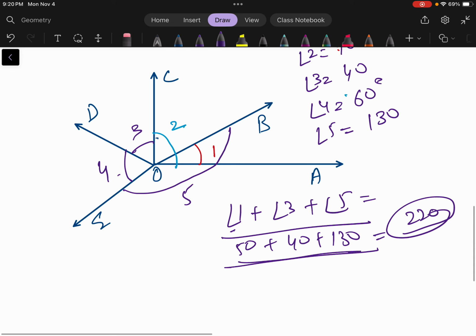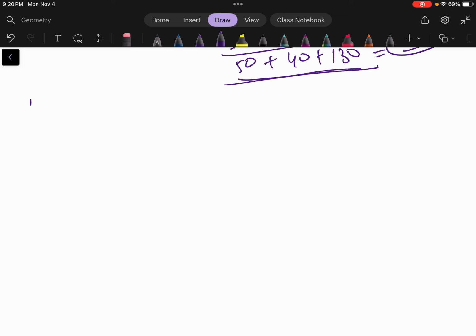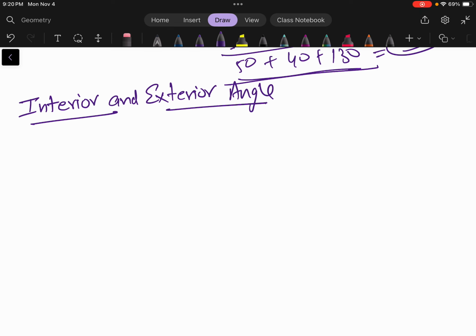Clear? I think you understood how we denote the angles. So now we will discuss the interior angle and exterior angle. So we have the identification of interior and exterior angles. So let's say we have an angle.